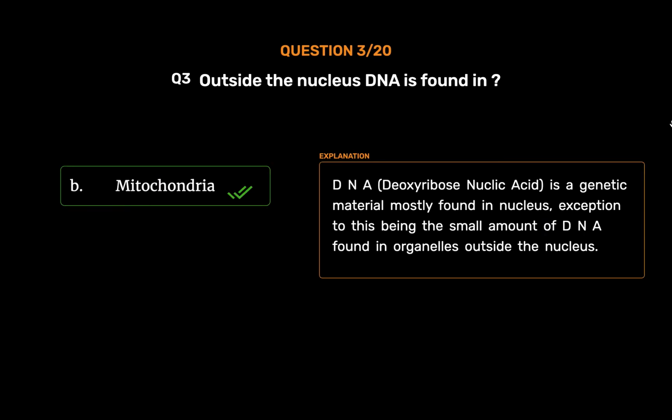Mitochondria. DNA, deoxyribose nucleic acid, is a genetic material mostly found in nucleus, the exception to this being the small amount of DNA found in organelles outside the nucleus.